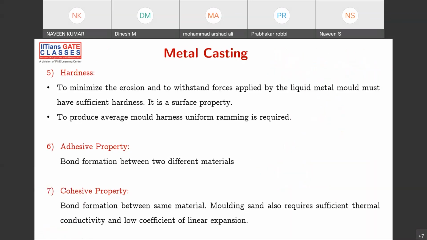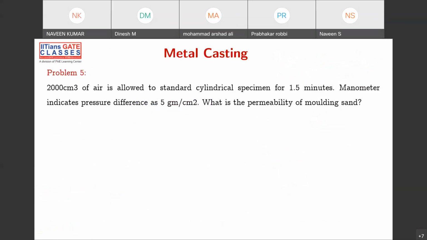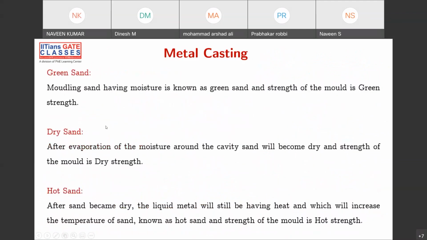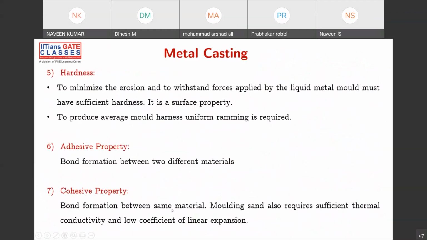And adhesive property. What is adhesive property? Bonding between two different materials. What are the two different materials? Because you are adding so many things here, right? You are adding silica, clay, water, additives. So bonding between silica and clay, silica and water, silica and additives, all these things are called adhesive properties. And what is cohesive property? Cohesive property is bond formation between the same materials. These are small miscellaneous properties.